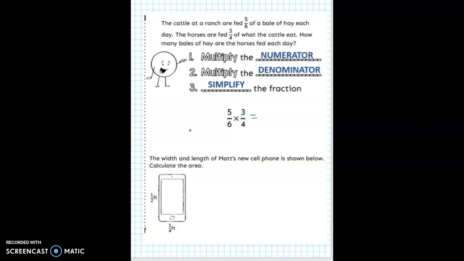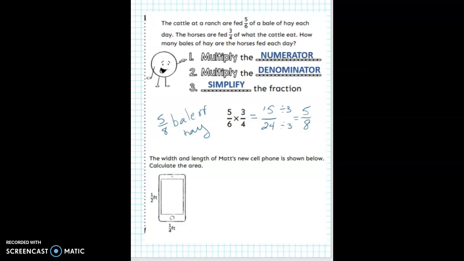So we are going to multiply the numerators. 5 times 3 is 15. And multiply the denominators. 6 times 4 is 24. Since 15 and 24 both share a factor of 3, we need to divide both the numerator and the denominator by 3. This will give us 5/8. So the horses will eat 5/8 of a bale of hay.